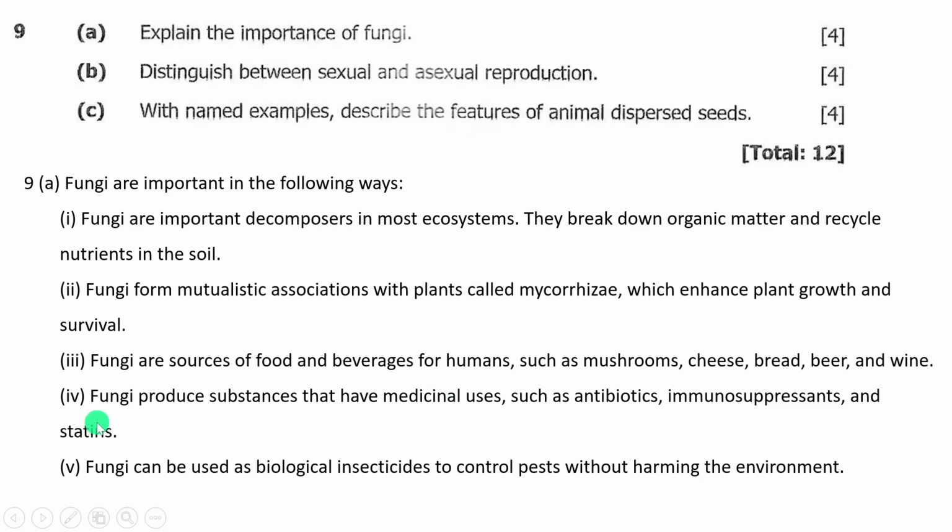Then important number four, fungi produce substances that have medicinal uses such as antibiotics, immunosuppressants, and statins. Then important number five, fungi can be used as biological insecticides to control pests without harming the environment. Then we go to part B here, which says distinguish between sexual and asexual reproduction.